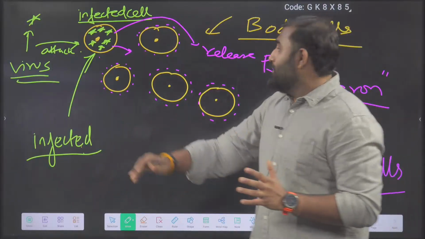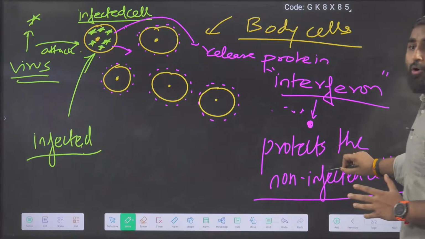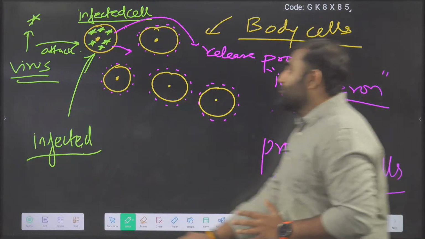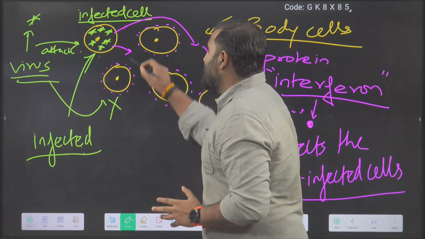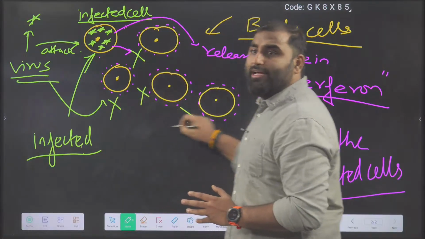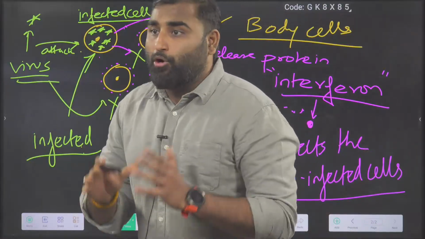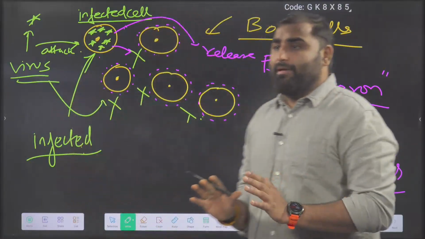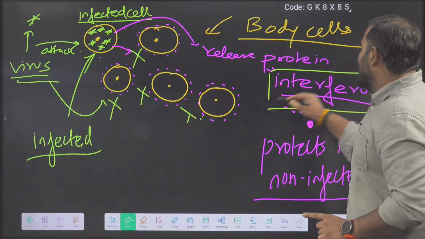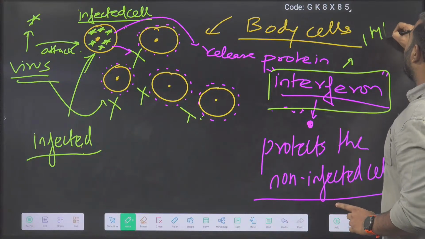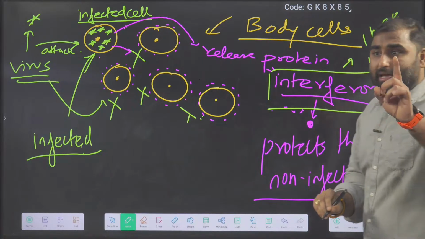So what is happening here? The virus infected cell releases the protein interferon to protect the other non-infected cells. Now the virus will not be able to attack the other body cells. The other body cells are protected. So one type of chemical, one type of cytokine, is interferon. Interferon is one type of cytokine.